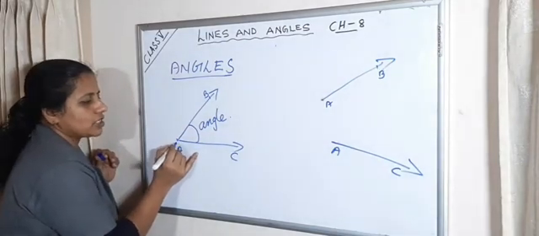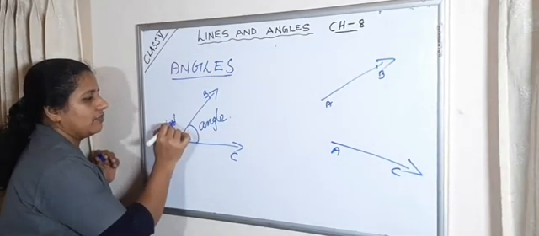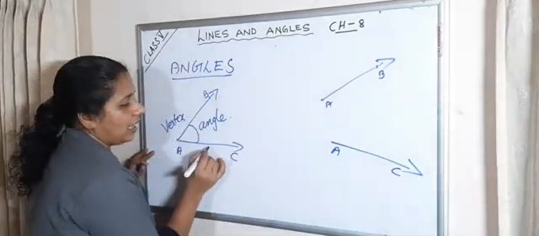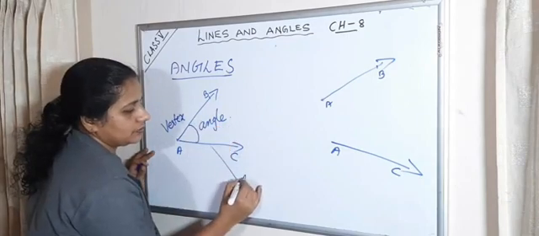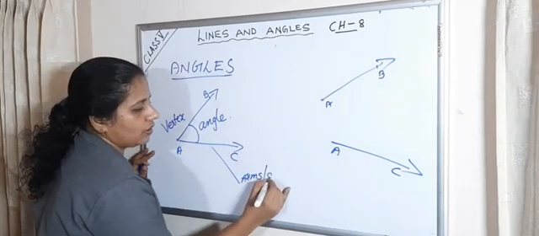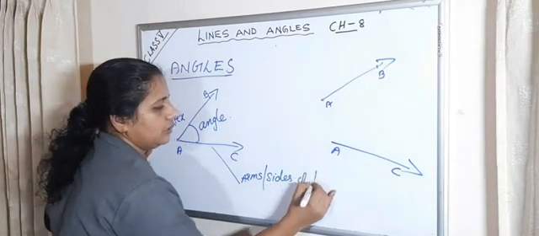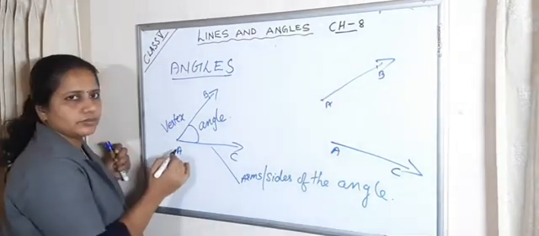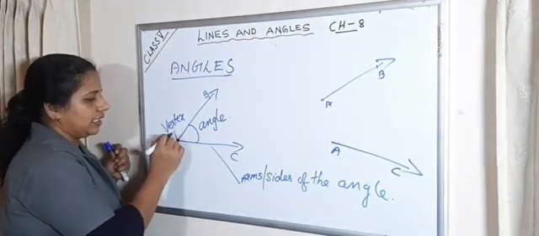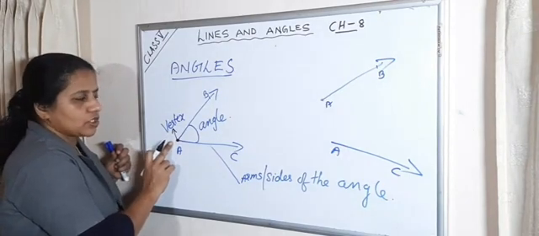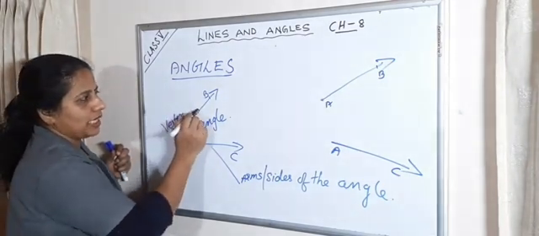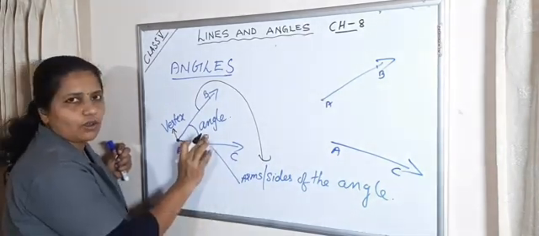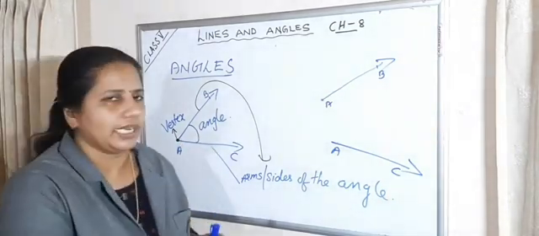Then this point is called the vertex of the angle. These two rays are called the arms or sides of the angle. Okay. That is, this is the vertex. This common point is called the vertex, and these two sides are the arms or sides of the angle, and this is called an angle. Clear? Now take your book and write.